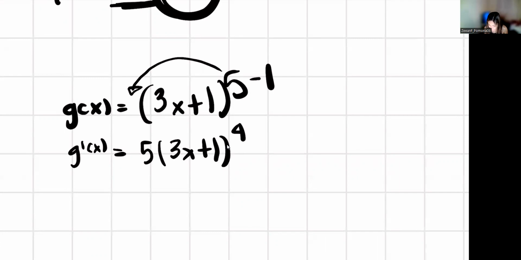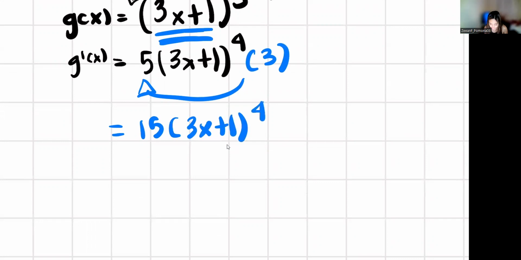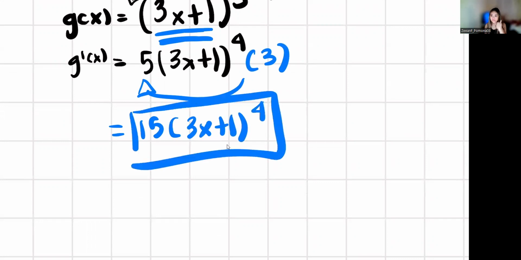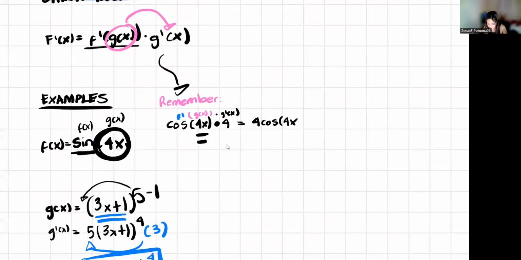Oh, but you're not done. Remember, there's something inside. So the derivative of 3x plus 1 would be 3. So then you would get 15, because you're multiplying it times this, 3x plus 1 to the power of 4. Perfect. So now that is chain rule.